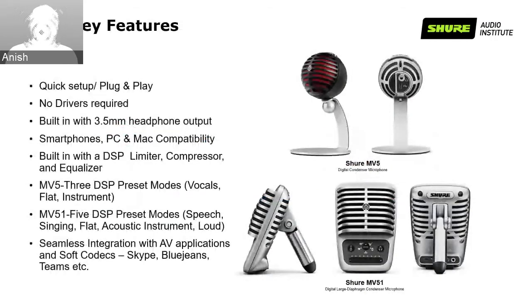Some key features of the Motiv line. The setup is very quick and it supports plug and play. No drivers are required. It has a built-in 3.5 mm headphone output. It is compatible with smartphones, PCs, and Mac. The DSP is built in, with functions like limiter, compressor, and equalizer. The MV5 has 3 DSP preset modes, which are vocal mode, flat mode, and instrument mode. The MV51 has 5 DSP preset modes, which are speech, singing, flat, acoustic instruments, and loud mode. So it can offer seamless integration with all AV applications and soft codecs, such as Skype, BlueJeans, Teams, etc.